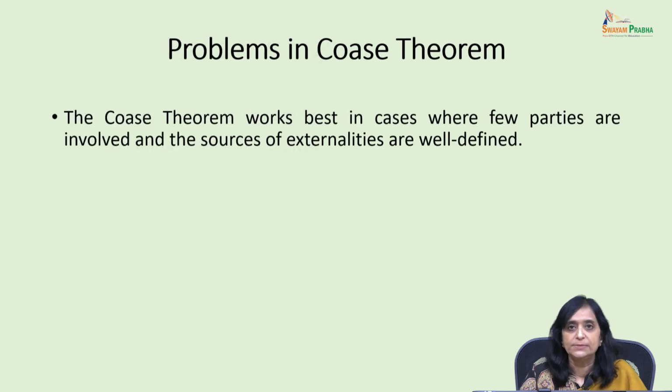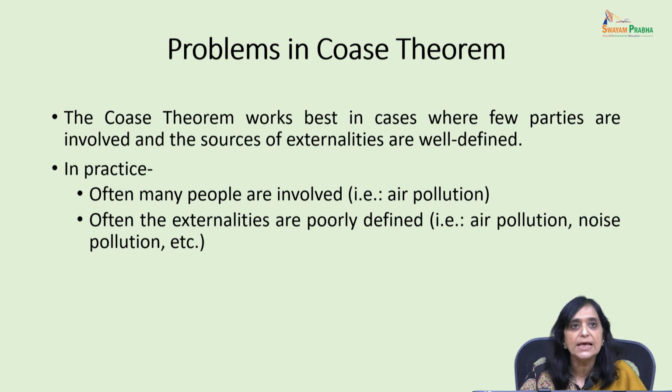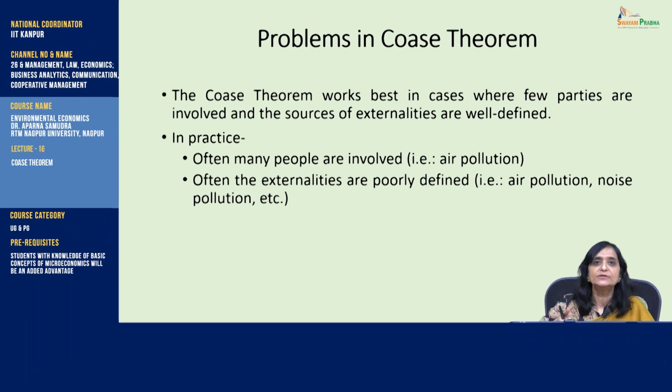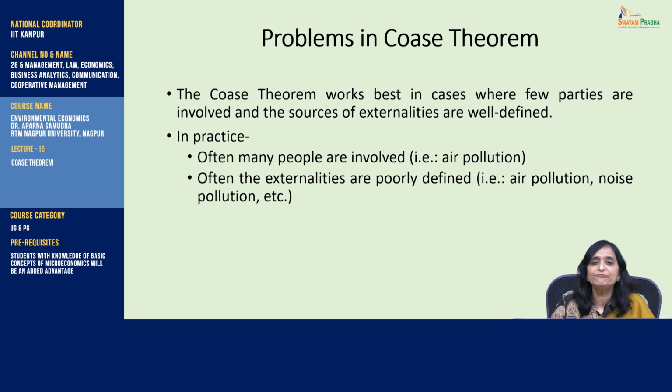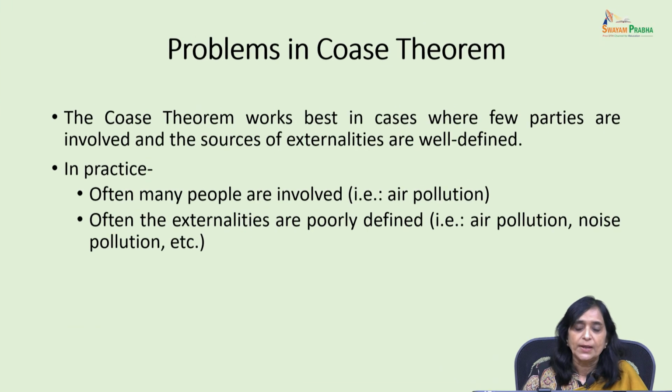However, what are the problems? The problems are that in the best of cases, very few parties should be involved, and the source of externalities should be very well defined. But what happens is, in practice, many parties are involved. For example, pollution. Now, you cannot pin it down on one industry as the cause of the pollution. There may be many companies in that area because of which air pollution is occurring, and everybody may be contributing a different level of effluents or emissions into the air. Also, the victims are many, and the pollution is affecting every victim differently.